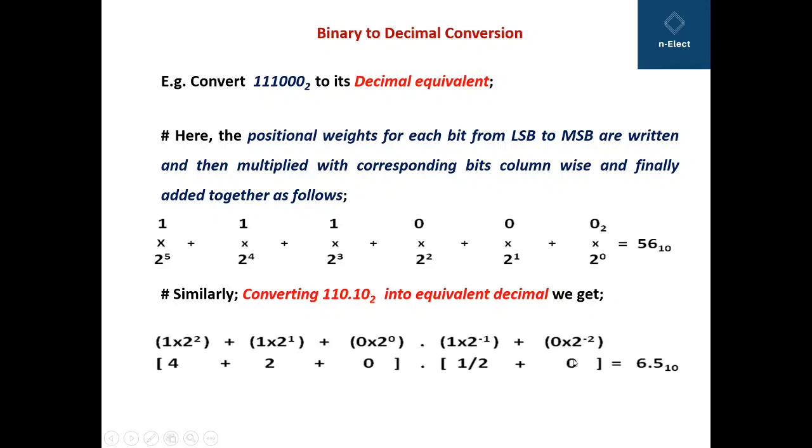Again we multiply this 0 into 2 raised to power minus 2, that gives me 0. Here I will get 1 by 2, that is 0.5. Here again 0. Here 2 raised to power 1 is 2, into 1, that is 2. And this is 2 raised to power 2, 4 into 1, 4. So 4 plus 2, 6. And on this side 0.5. So 6.5 decimal. So 110.10 binary is equivalent to 6.5 decimal.